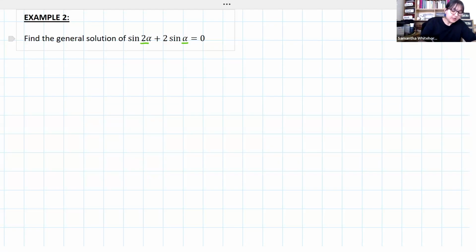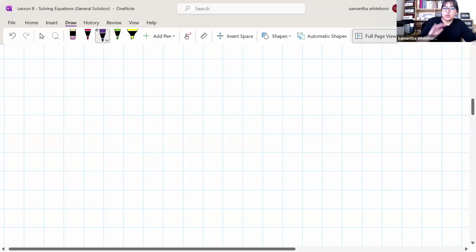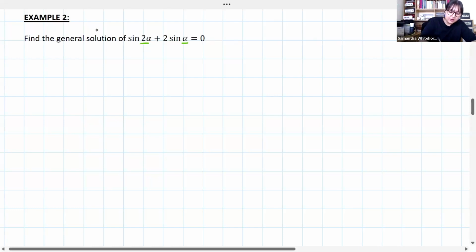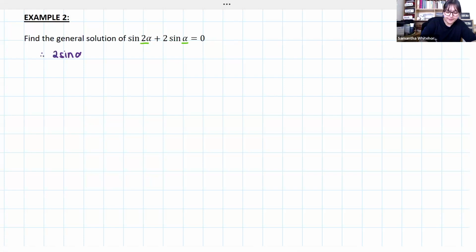So remember, sine of a double angle is the one where there's just one, so it's not like you have to question anything. So this now expands to 2 sine alpha cos alpha plus 2 sine alpha is equal to 0.